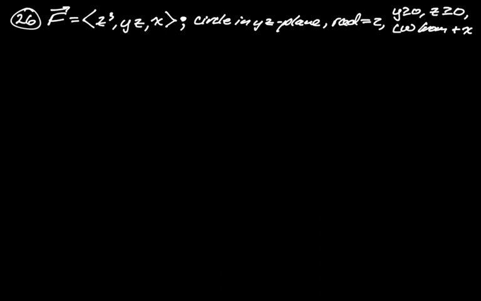Let's look at number 26. All right, this will be the last one in this particular video, and then I'll be back for like part 1 million. All right, the vector field is z cubed, comma, yz, comma, x. Circle in the yz plane of radius 2. Y is greater than or equal to 0. Z is greater than or equal to 0. Clockwise when viewed from the positive x-axis.